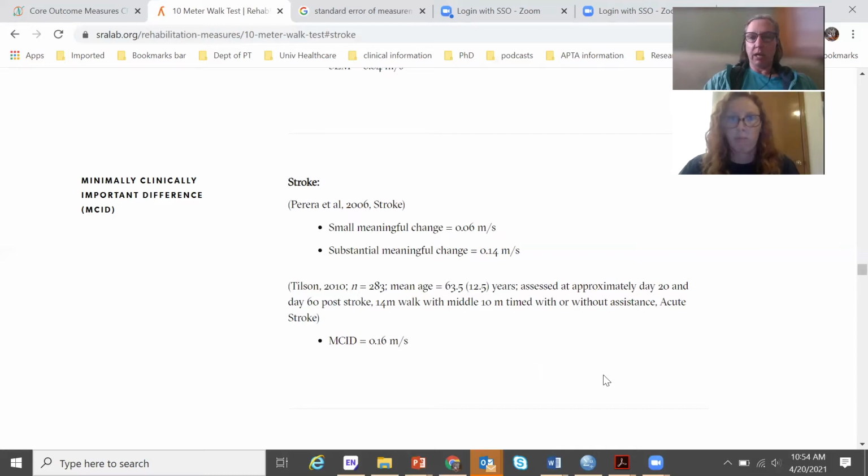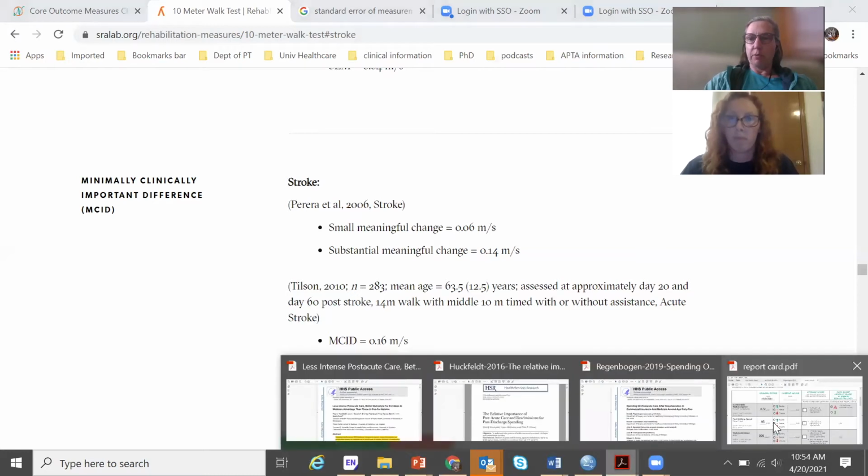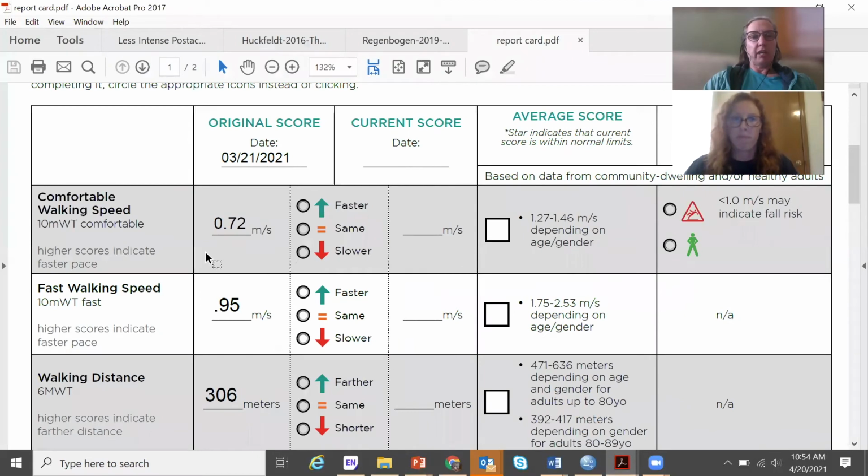So let's go back to our subject and look at where she was before. As we're thinking about our prognosis of what score we might want to have her get on her comfortable walking speed, what would you anticipate or desire to have her make? So we need that MCID, right? So the 0.72 meters per second, we want at least 0.16 meters per second of improvement beyond that. So that is coming to 0.88 meters per second. That's kind of our goal of improvement at a minimum that we want.